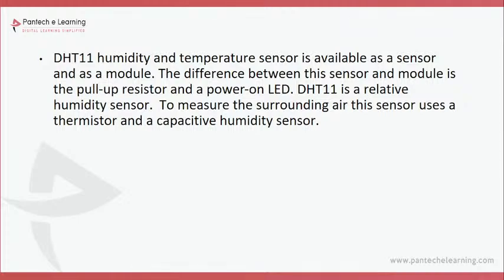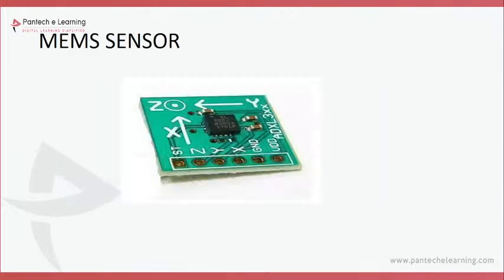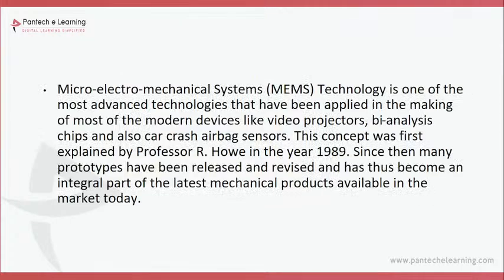It is available as a sensor type or else you can also buy it as a module. It has one resistor and a pull-up LED, to measure the surrounding air in the sensors. This MEMS sensor is used for position tracking. For knowing left and right position, we use the MEMS sensor.